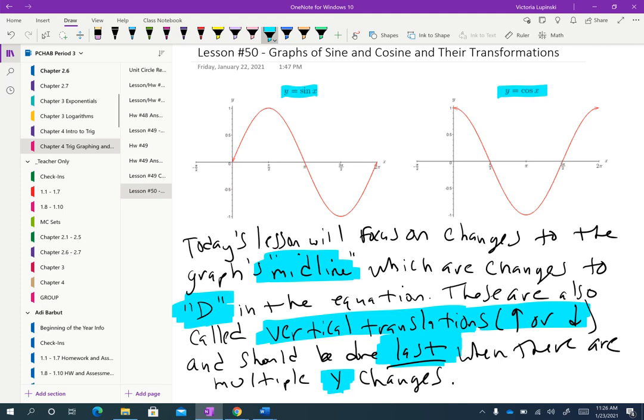Since you're most likely watching this on your own, feel free to pause, make sure you've got all that important information written down before we go ahead and get into the actual problems.